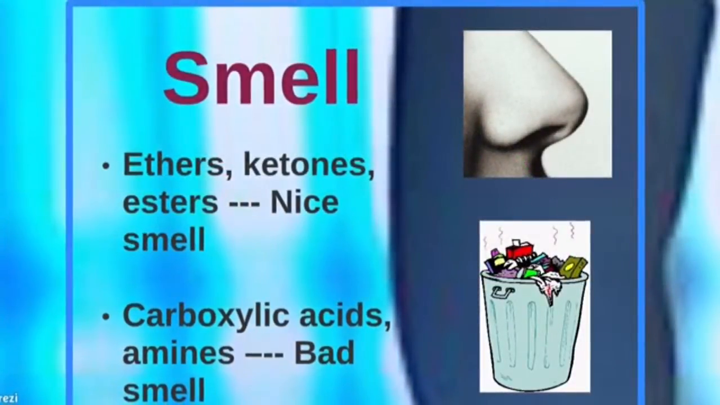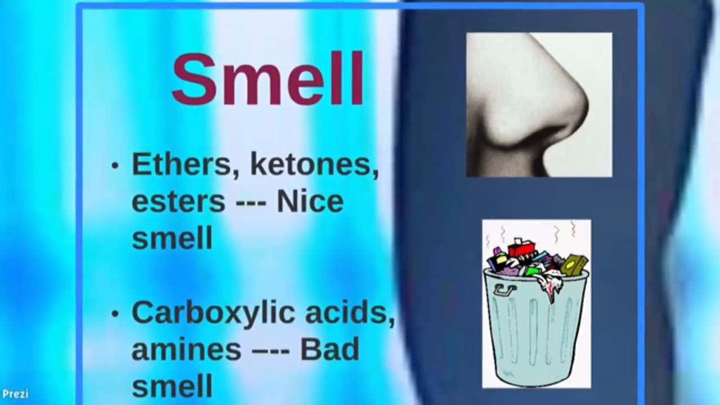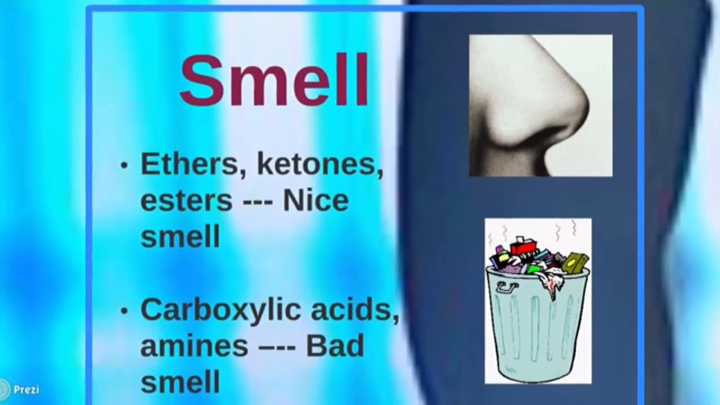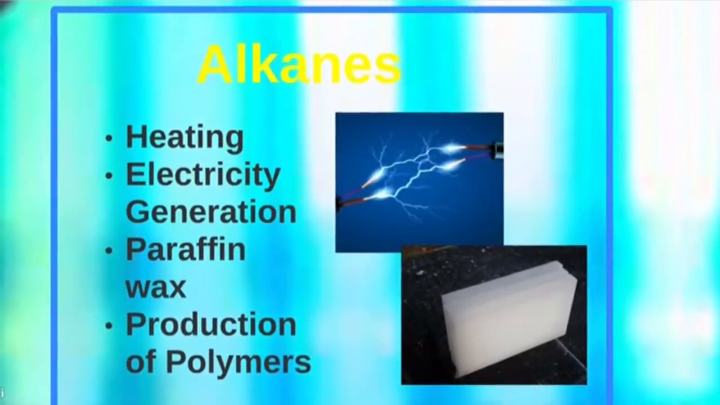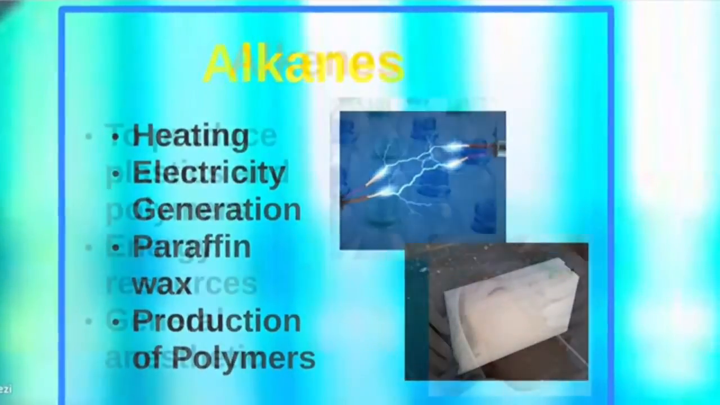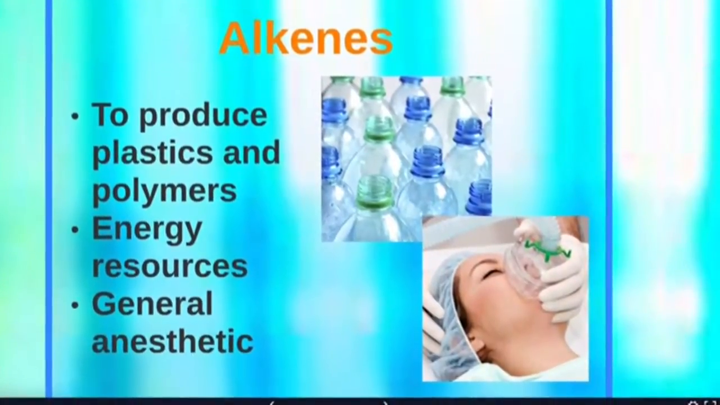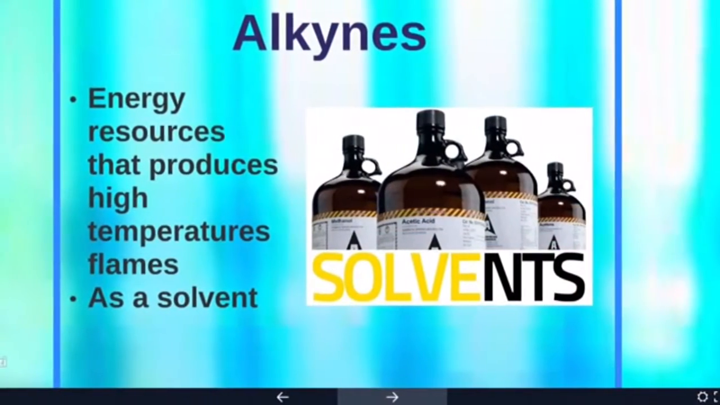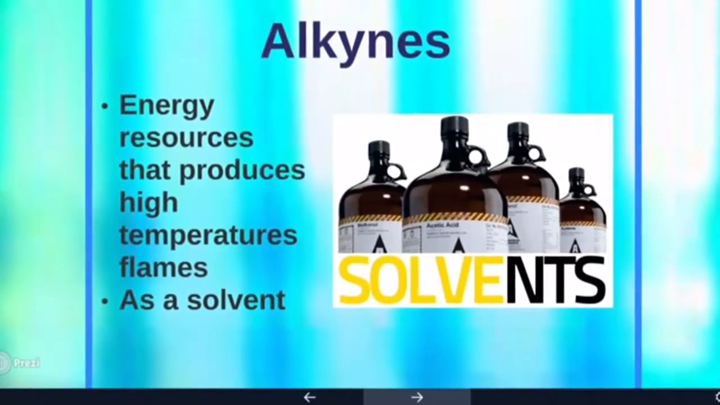Smell. Ethers, ketones, and esters have a nice smell. Carboxylic acids and amines have a bad smell, and hydrocarbons don't have smell. Common uses. Alkanes are used for heating, electricity generation, paraffin wax, and production of polymers. Alkenes are used to produce plastic and polymers, energy resources, and general anesthetic. Alkynes are used as energy resources that produce high temperature flame and also as a solvent.